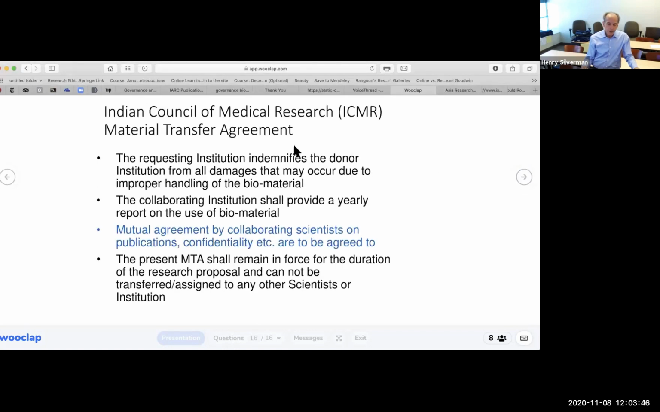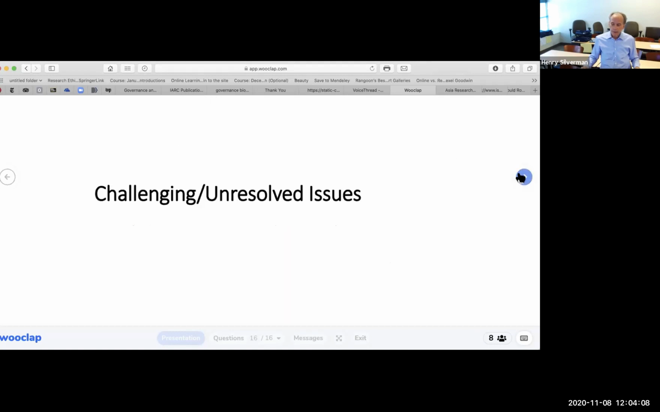And then other issues include providing a yearly report, and issues about publications, confidentiality, and duration of the MTA. So this is something, again, the IRB should be involved with developing the MTA.